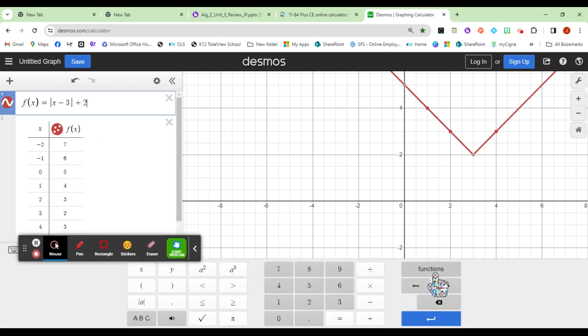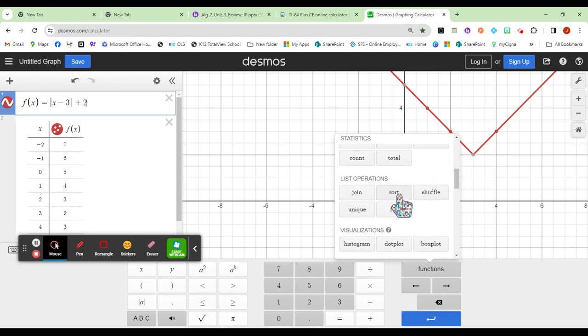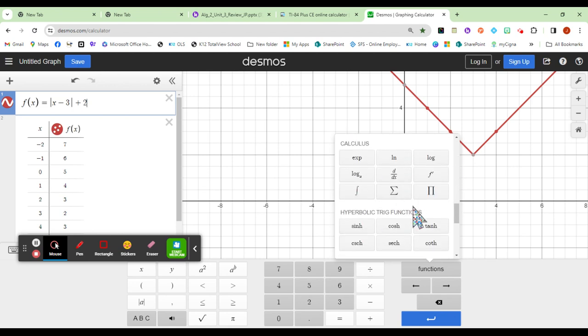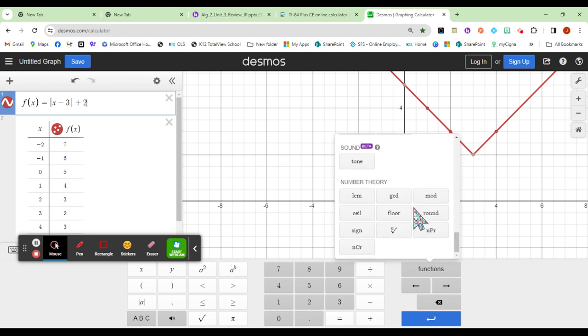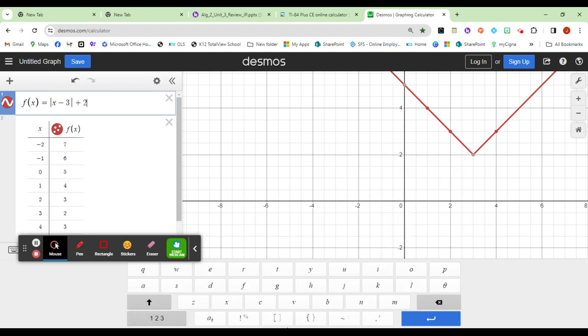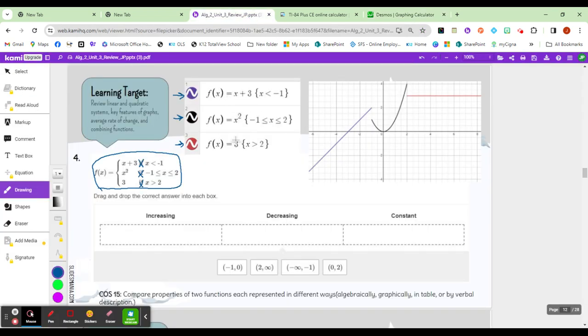If you go to functions, no, maybe not. It's the ABC button. If you go to ABC, there it is. There's that squiggly set symbol. So type it in, make it look just like your problem. Don't put the word if. Your inequality part of your equations, you'll put those in that squiggly set symbol.